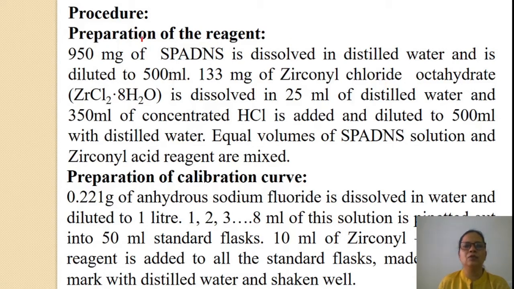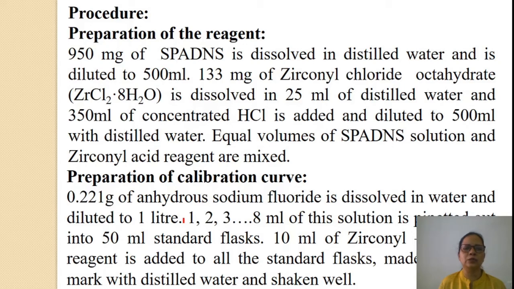Now equal volumes of SPADNS and zirconium solution are mixed with each other. So this is the reagent we need for the further experiment. Next, preparation of calibration curve. As explained in the principle, we have to prepare a calibration curve for which the solutions of sodium fluoride have to be prepared. So the third solution that we have to prepare is 0.2 to 1 gram of anhydrous sodium fluoride dissolved in water and diluted to 1 liter.